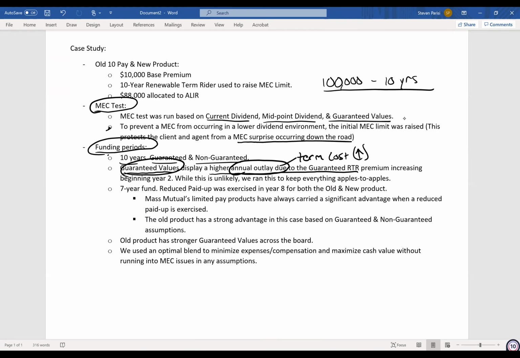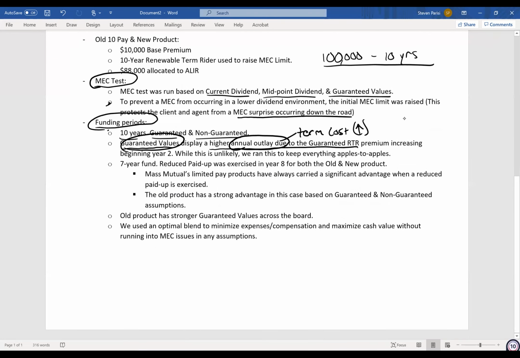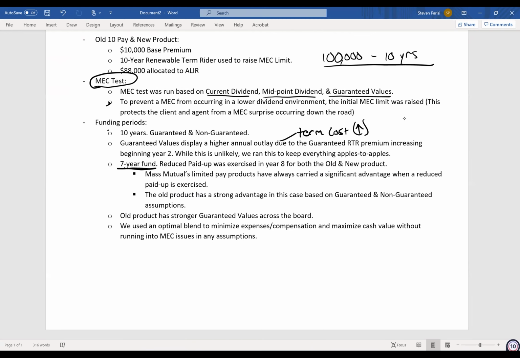Fun stuff, right? You've got to love these complexities. So we did that with a 10-year funding scenario and also a 7-year funding scenario. Here's the main reason why: we executed a reduced paid up in year 8 with both the old and the new product. A lot of people aren't aware of this. MassMutual's limited pay products have always carried a significant advantage when a reduced paid up option is exercised.